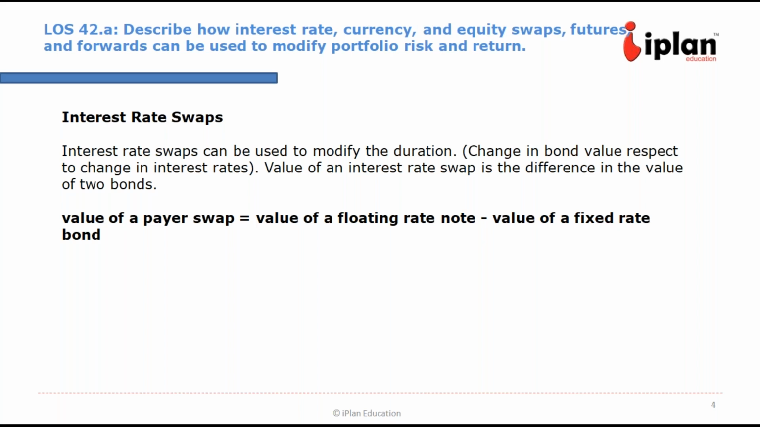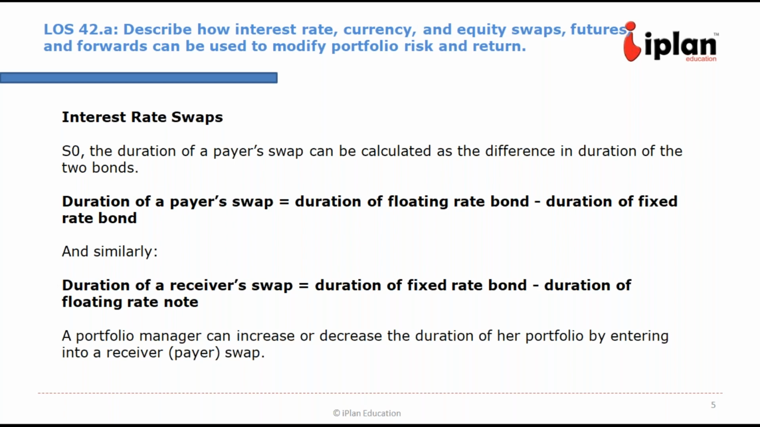Now, what is the value of a pay-fixed swap? Basically the value of the floating rate minus the value of the fixed rate. The difference will be the value of the swap. So if the guy is receiving floating and paying fixed, the difference of floating minus fixed would be his profit, or you can say the value of that swap.